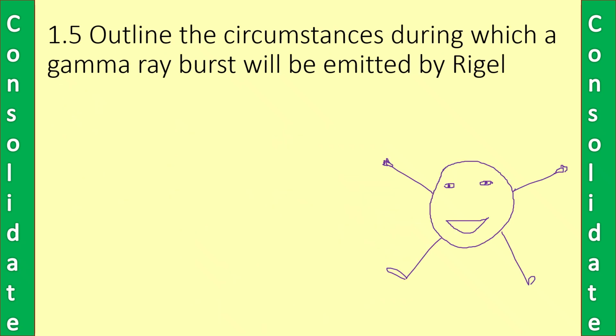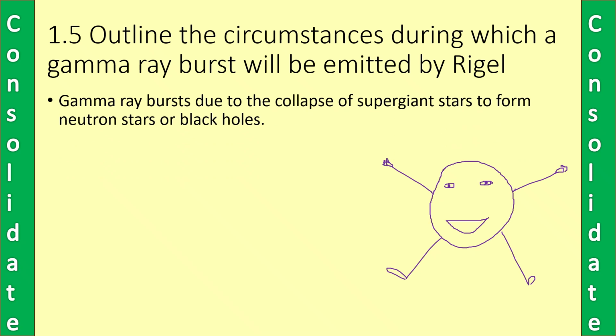Okay, outline the circumstances during which a gamma ray burst will be emitted by Rigel. I'm just going to pop up the specification point that you need to know for this. Gamma ray bursts due to the collapse of supergiant stars to form neutron stars or black holes. So do not confuse gamma ray bursts with quasars. Quasars are different things. Gamma ray bursts are one of the most powerful explosions that happen in our universe, but they last for a very, very short amount of time.